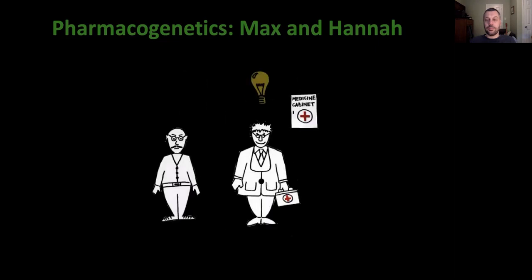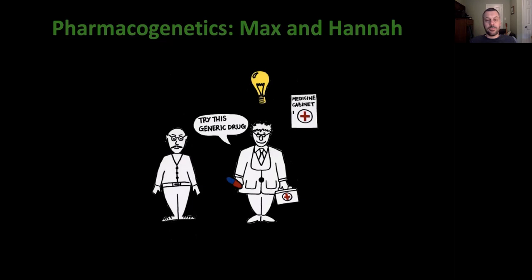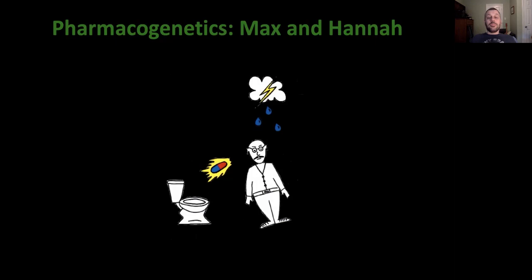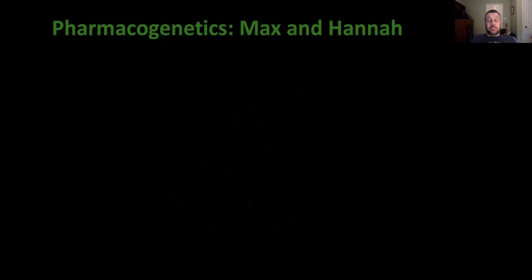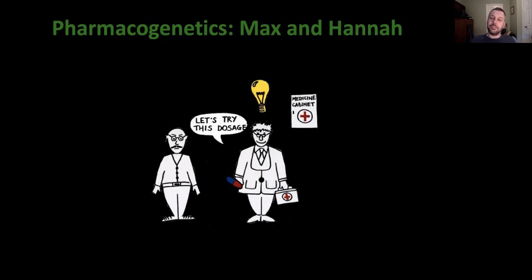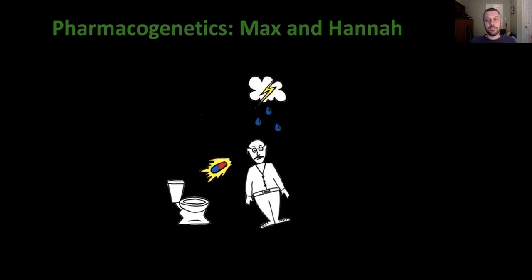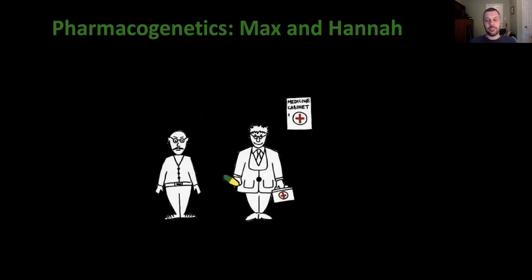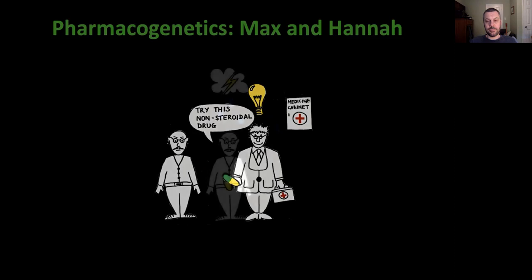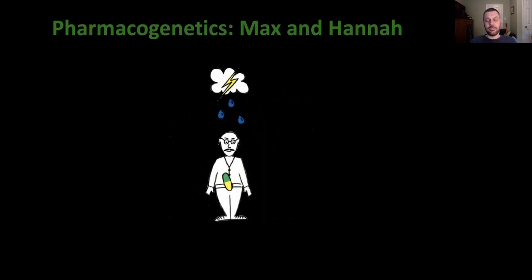Max's doctor correctly identifies his condition and prescribes the standard first-line therapy, corticosteroids. Max tolerates them poorly and experiences nausea and vomiting. Max goes back to the doctor, who decides to revise his dose. However, Max still suffers adverse events. Max goes back to his doctor, who switches him to non-steroidal drugs. The nausea and vomiting subside, but the drugs have limited efficacy. He remains prone to hyperimmune reactions.